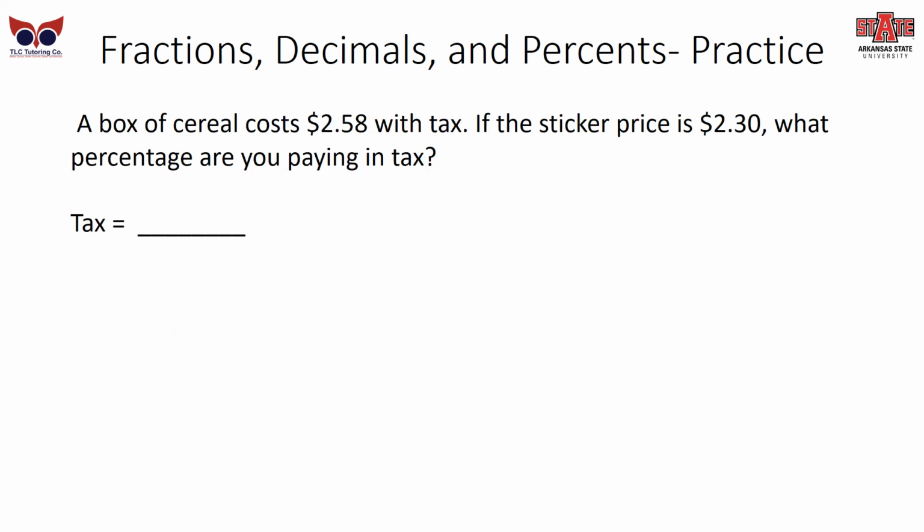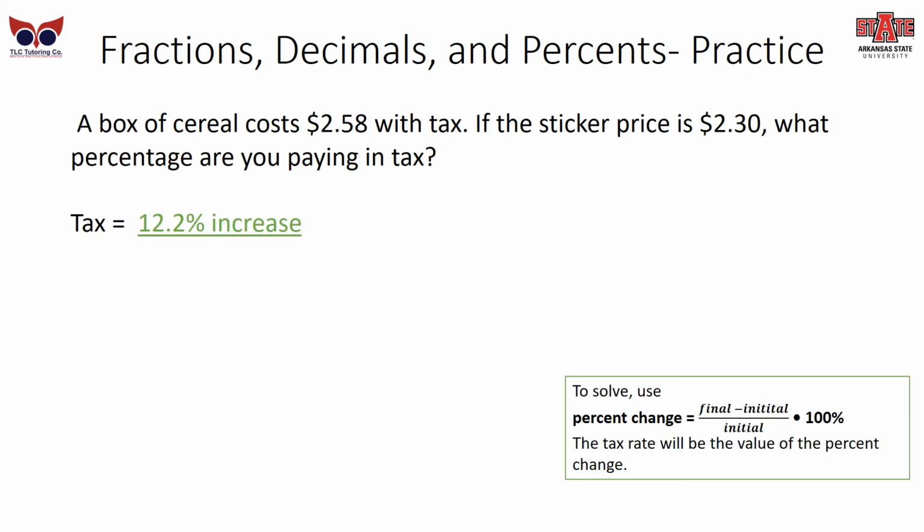A box of cereal costs $2.58 with tax. If the sticker price, the price on the label, is $2.30, what percentage are you paying in tax? This one would be the same thing. You're going to use the same deal. You're going to say 258 is the final minus 230 divided by 230 times 100. That's a 12.2% increase.